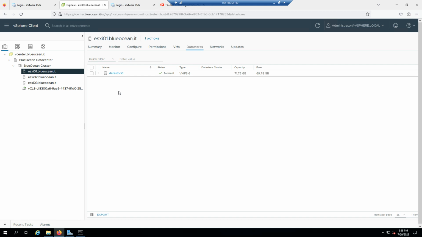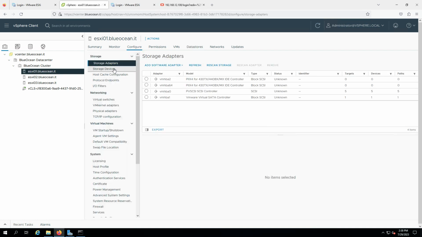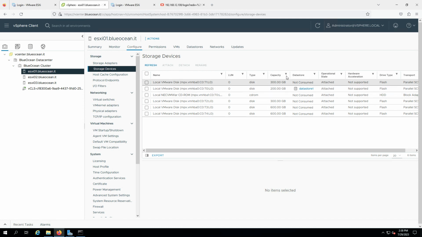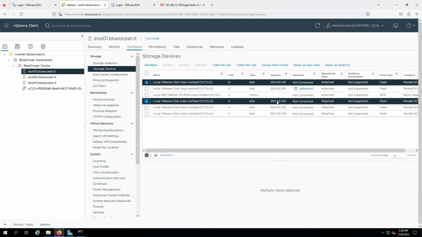But let's see all the available disks before we configure the vSAN. Let's see all the available disks in our infrastructure. So we choose another one, SSI one. We go to configure, storage devices. We see all those disks. Now let's go back to the vSAN.